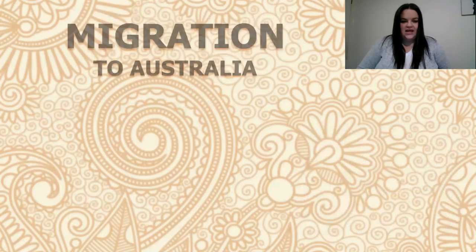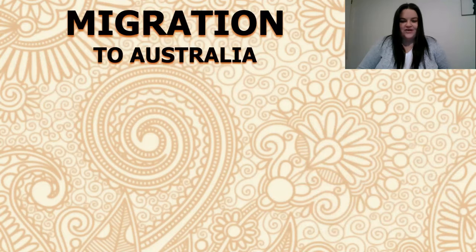India has been Australia's biggest source of migrants since 2016. There are estimates to suggest that there are 592,000 Indians living in Australia as of June 2018.